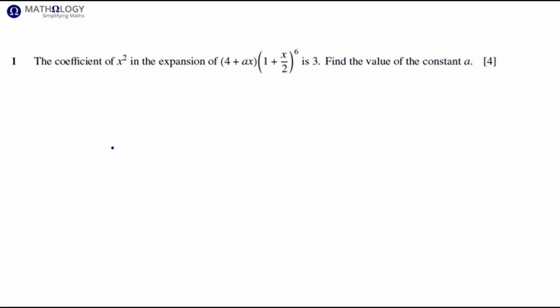The coefficient of x squared in the expansion of (4 + ax)(1 + x/2)^6 is 3. We're required to find the value of the constant a. All we're interested in is the coefficient of x squared. So we are not going to expand this binomial completely, since once we've multiplied by the binomial 4 + ax, all we require are terms in x squared. So we're not going to expand (1 + x/2)^6 completely.